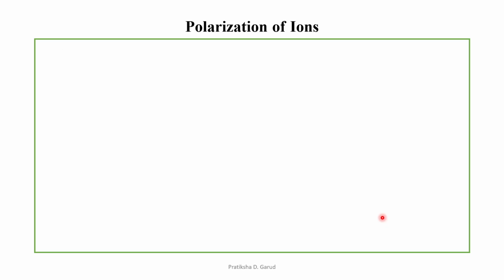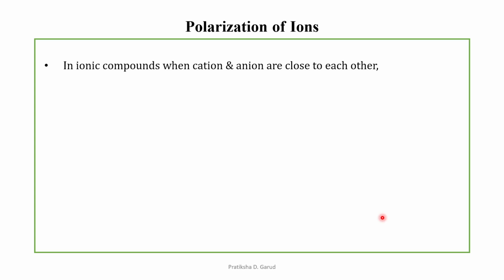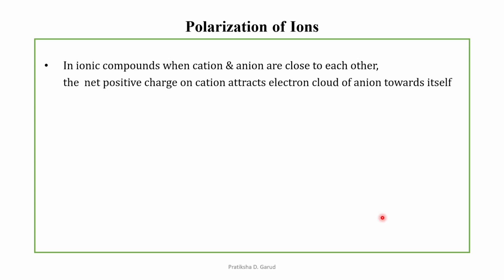The next point is the polarization of ions. In the case of ionic compounds, when cations and anions are very close to each other, right? What happens when the cations and the anions are nearer to each other? The positive cation attracts the electron cloud of the anion towards itself, right?